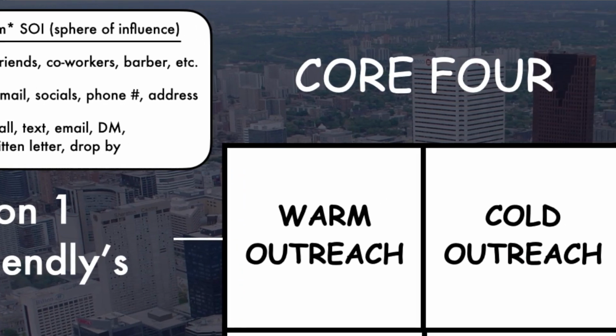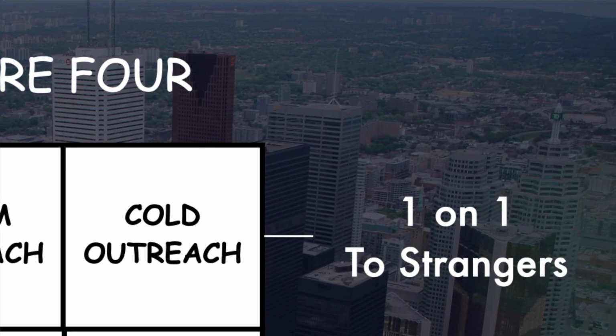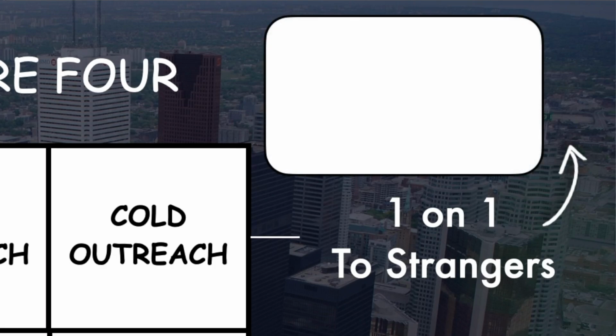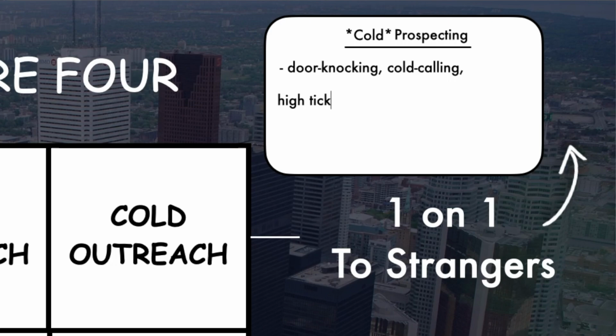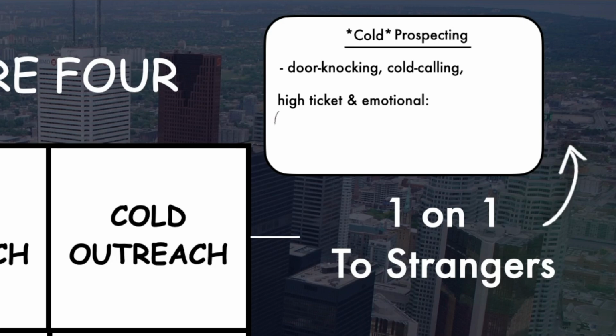Second on the list, one-on-one to strangers. In our industry, just to keep it simple, the big 2 are door knocking and cold calling. Whatever you do in our industry, in our high ticket real estate sales, which is essentially emotional sales, emotional buys, emotional sells, do your best to think relationship first, transactions second. Build that relationship first with cold audiences.